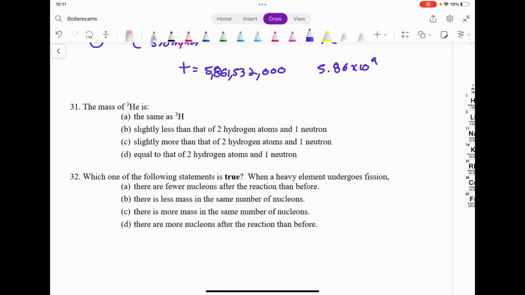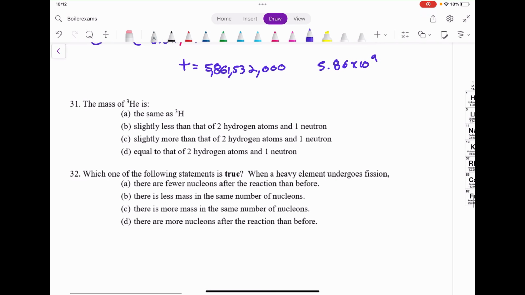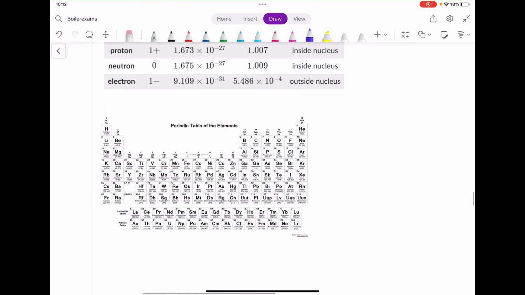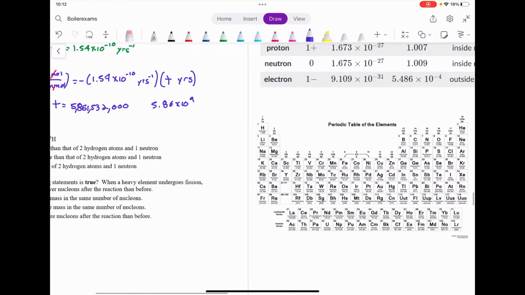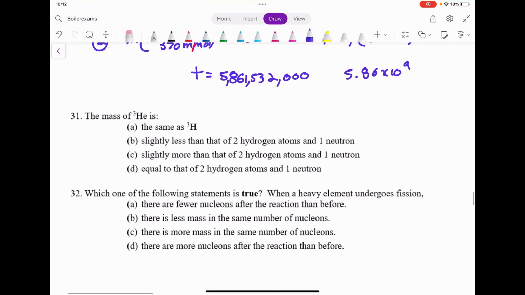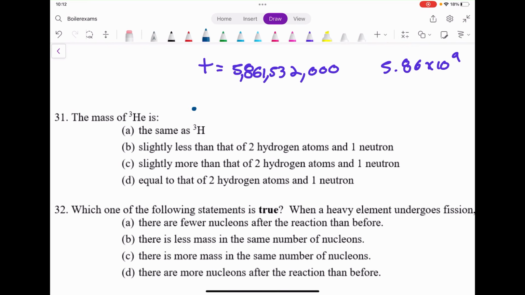31. The mass of a helium-3 atom is... Okay, now we're getting into the relationship between energy and mass, which we're going to need a graph for. Okay, I put some info here. First let's map what these are. So a helium-3 atom, I'm going to use blue for a proton and green for a neutron. It is mass number 3, which means it is 1 neutron and then 2 protons.